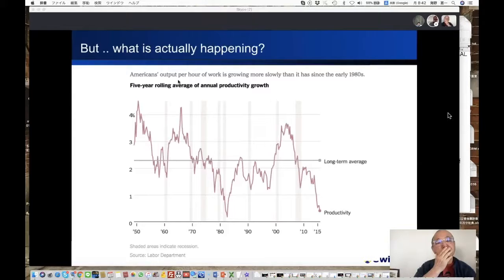So here, this graph shows American output per hour of work is growing more slowly than it has since the early 1980s. We have the 5-year rolling average of annual productivity growth. We see that there is actually a declining trend here. Why is productivity going down?